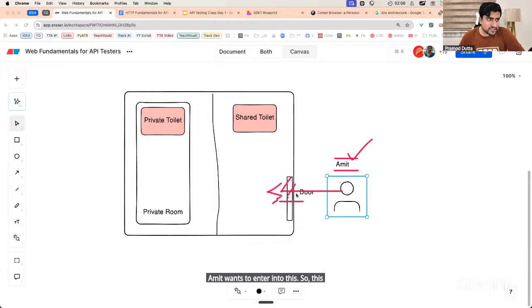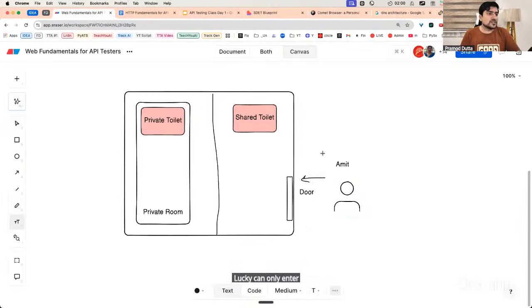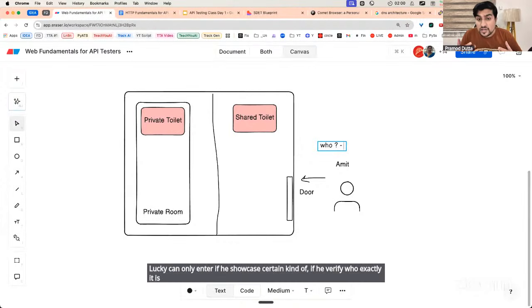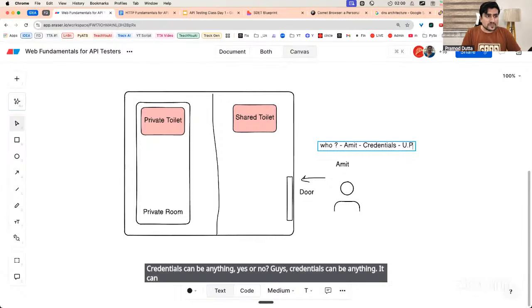On this door, I have a special camera which will verify who you are. Amit can only enter if he verifies who exactly he is. So Amit has to show something called credentials. Credentials can be anything, guys. It can be a username and password which I have given to him.